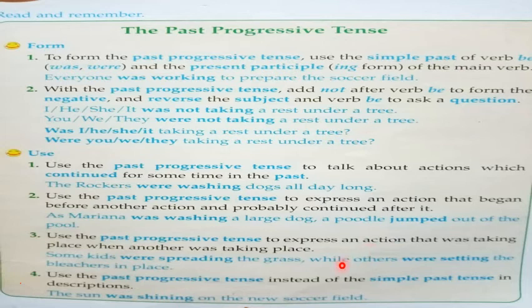Use the past progressive tense to express an action taking place with another action taking place. So we can use the past progressive tense to express two actions taking place at the same time. Let us look here. They said that some kids were spreading the grass while others were setting the bleachers in place. And these two actions happened at the same time. Use the past progressive tense instead of the simple past tense in descriptions. The sun was shining on the new soccer field. Why? Because it was in progress. I mean, taking a lot of time.